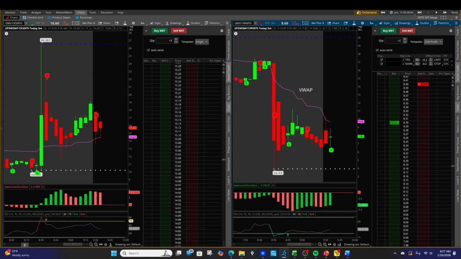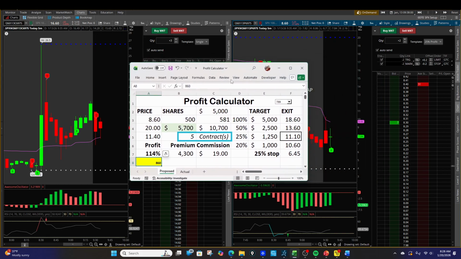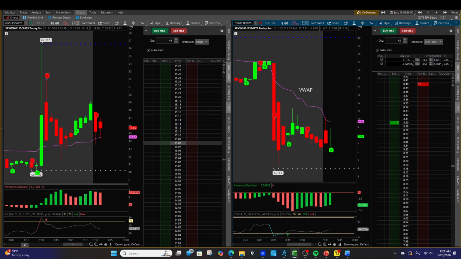So to find out how many contracts I can buy, I made up something called a profit calculator. So if we look up top, we see that the puts are $8.60. Okay, so I type in, it's already typed in, but $8.60. And I can get 5 contracts with that. So I come up to the quantity and do 5.